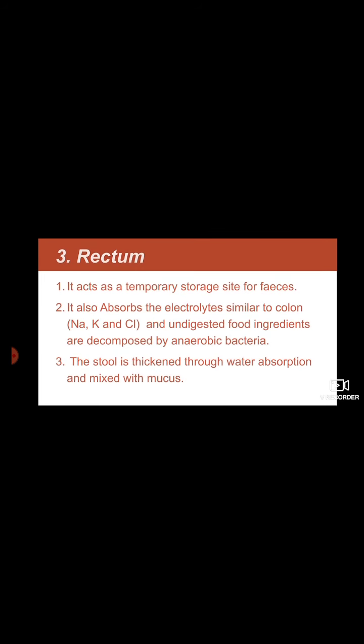Now, the third part, the rectum. It acts as a temporary storage site for feces, and it also absorbs electrolytes similar to the colon, like sodium, potassium, and chlorine electrolytes, and it absorbs the undigested food ingredients, and the ingredients are decomposed by anaerobic bacteria. Now, the stool is thickened through water absorption and mixed with mucus.